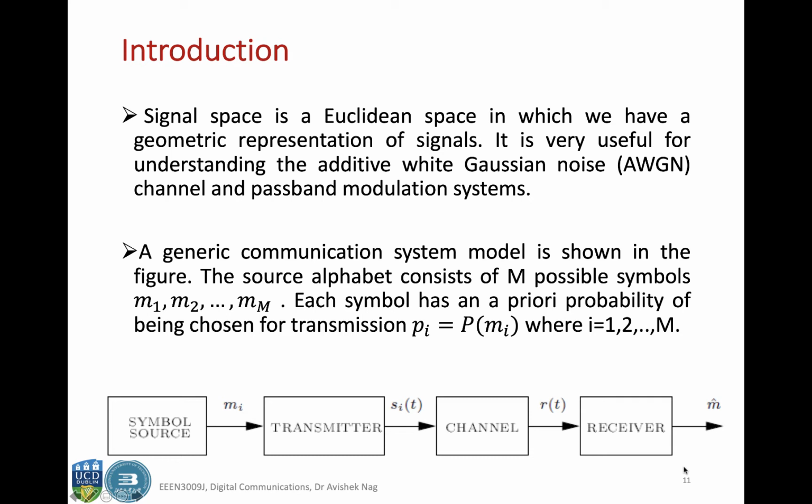So the signal space is a Euclidean space. What exactly is a Euclidean space? It can be a two-dimensional space or a three-dimensional space, and any point within this space can be represented by some coordinates. You have probably come across this concept in your early years of college or in high school when you did coordinate geometry.